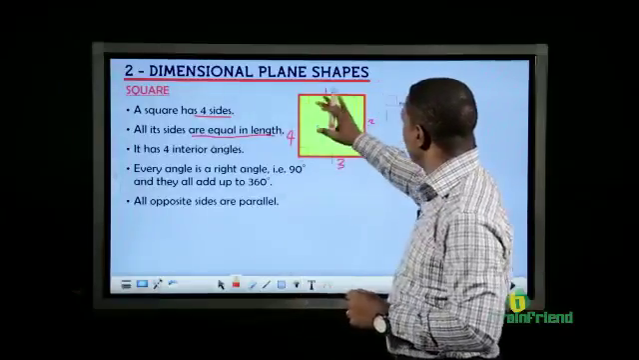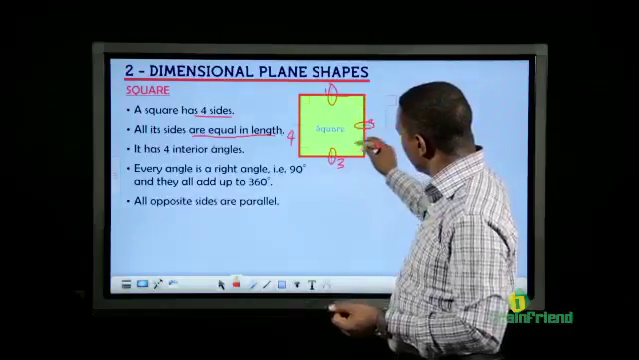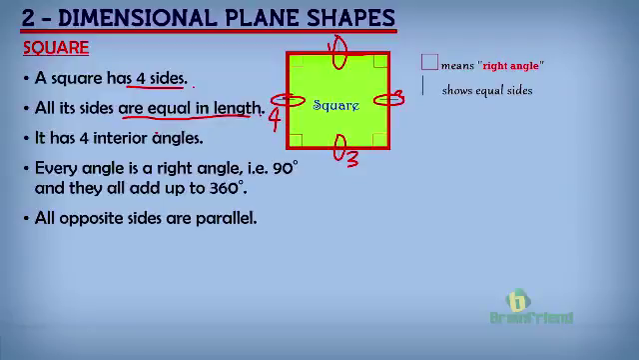When we draw a shape like this, we use this stroke here to show us that there is equality between all of these sides. So this side here has a stroke. This side also has a stroke. This side has a stroke. And this side also has a stroke. It means that all of the sides are equal. So the stroke here shows equal sides.